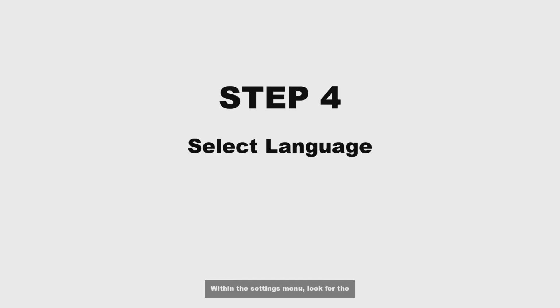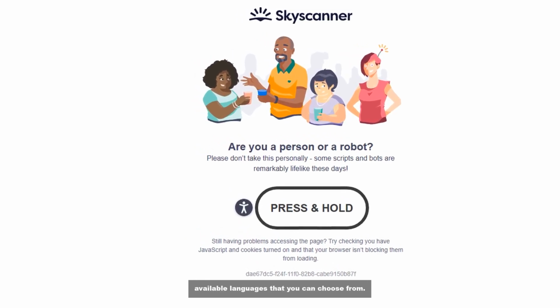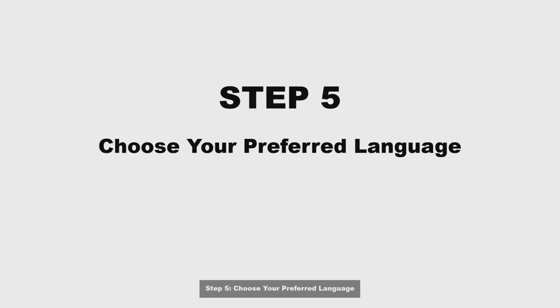Step 4. Select Language. Within the Settings menu, look for the Language option. Tap on it to see a list of available languages that you can choose from.